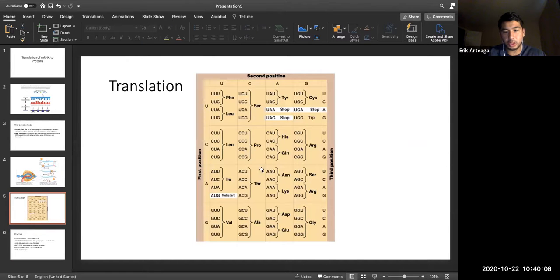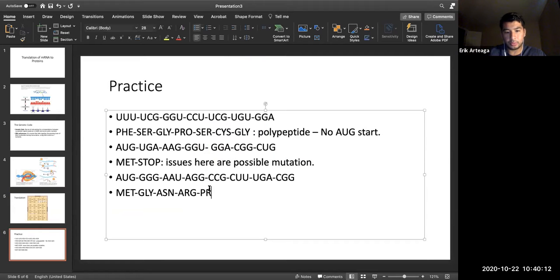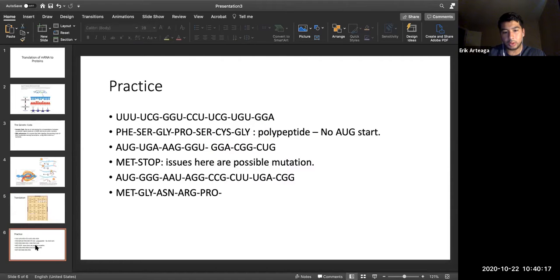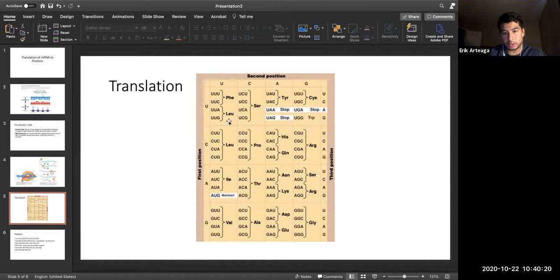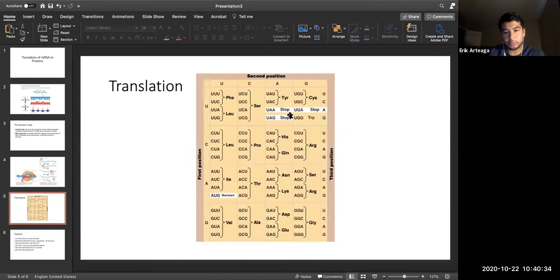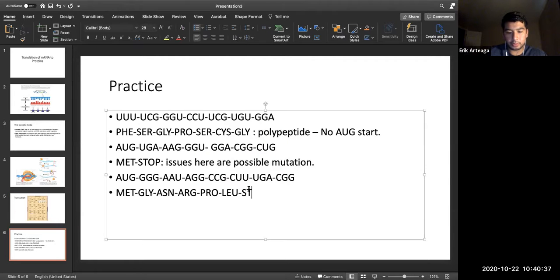and we have CCG, proline, proline. And then we have CUU, CUU, leucine, UAG. Oh, then we have stop. Okay, and CCG is not. So here we have, it looks good to me. So we have a start and a stop codon, okay?